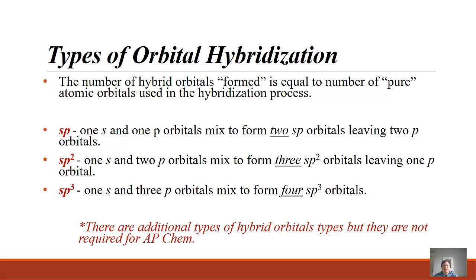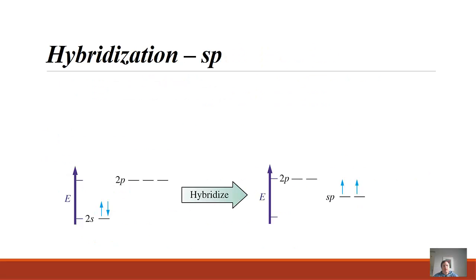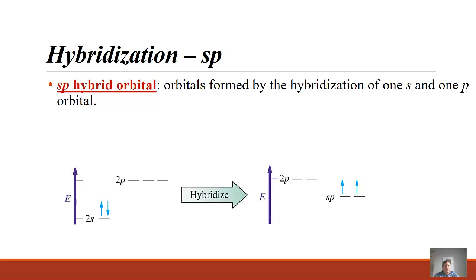Okay, and as I said, there are additional types of these orbitals, the d and f, but for AP Chem, we do not need to worry about those. But understand, maybe sometime in your chemistry career you'll hear about them as well. So let's look at the sp orbital.